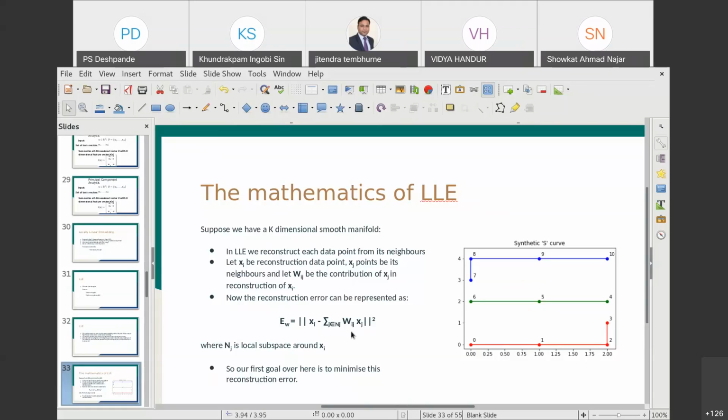If the number of neighbors is k, for example, suppose I choose two neighbors. Then for point 1, you will get the two neighbors as 0 and 2. So we will try to express 1 in terms of its neighbors. Point 1 has its original coordinate, and then you have the representation. So the reconstruction error is the difference between the original point and its representation.